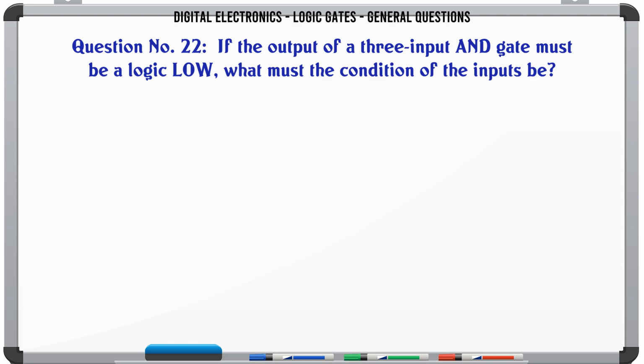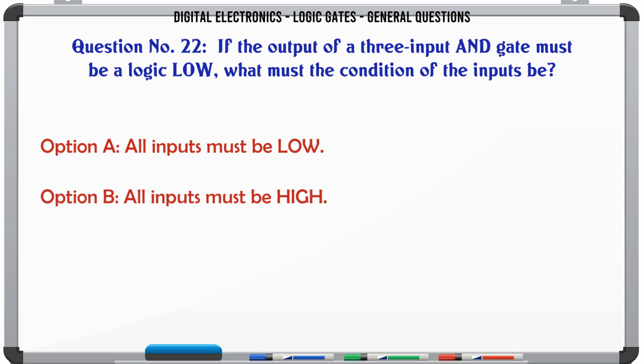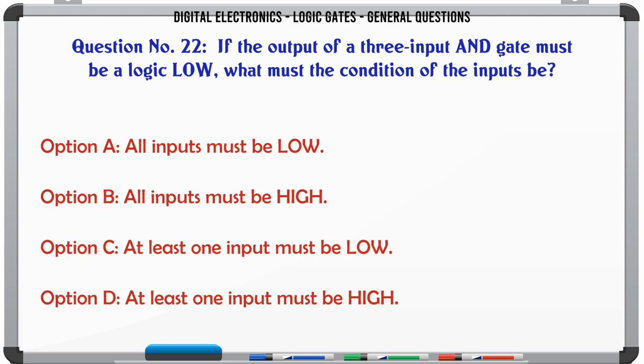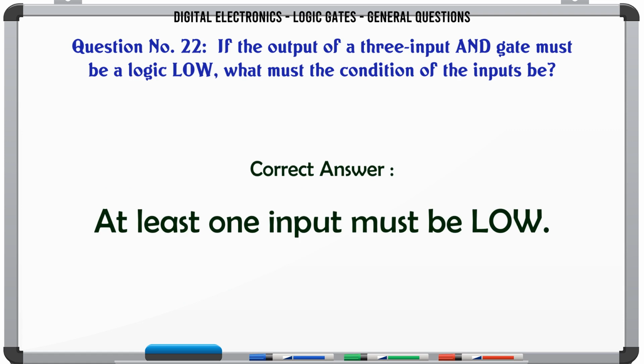If the output of a 3-input AND gate must be a logic low, what must the condition of the inputs be? A) all inputs must be low, B) all inputs must be high, C) at least one input must be low, D) at least one input must be high. The correct answer is at least one input must be low.